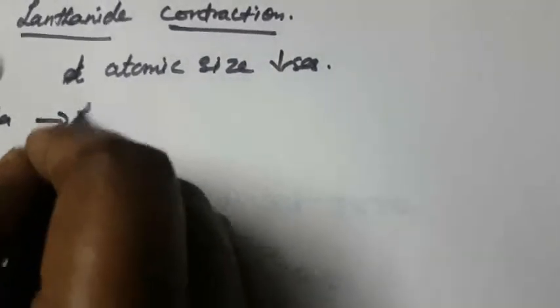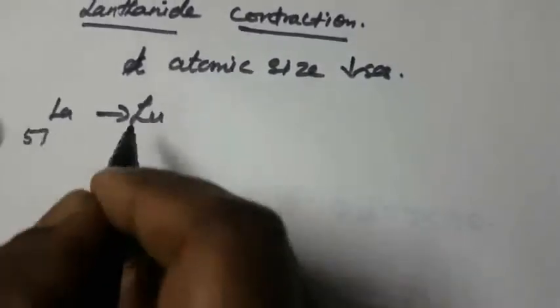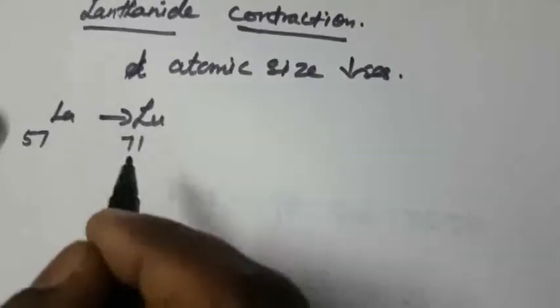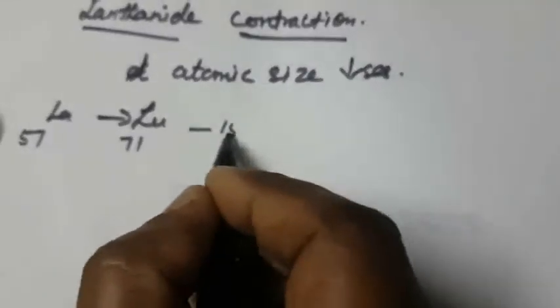Atomic size decreases. What are the elements? That is lanthanum to lutetium. Lanthanum to lutetium. What is the atomic number? The atomic number is 57 to 71. Lanthanum to lutetium, totally 15 elements.